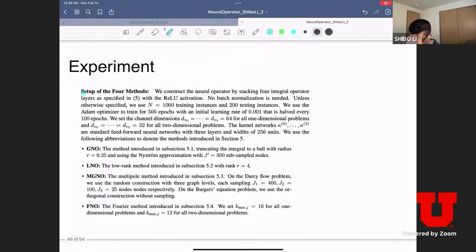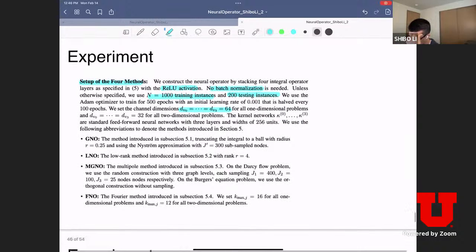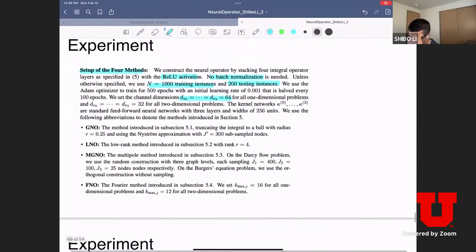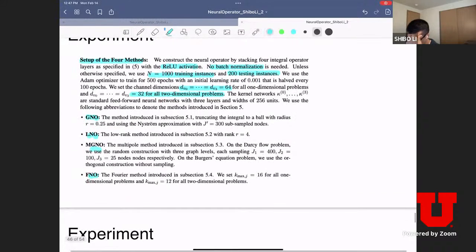And this is the setup for the methods. They use 1,000 training instances, where one training instance is a function pair or example, and no batch normalization is needed, and 200 testing instances. For each method they only stack 4 different neural operator modules, with a latent space of 64 for 1 dimension, and for 2 dimension problems they have 32. And this is the settings of different methods. For the Fourier method, they keep the maximum Fourier components to 16 for 1-dimensional problems, and 12 for 2-dimensional problems, which is the Navier-Stokes.